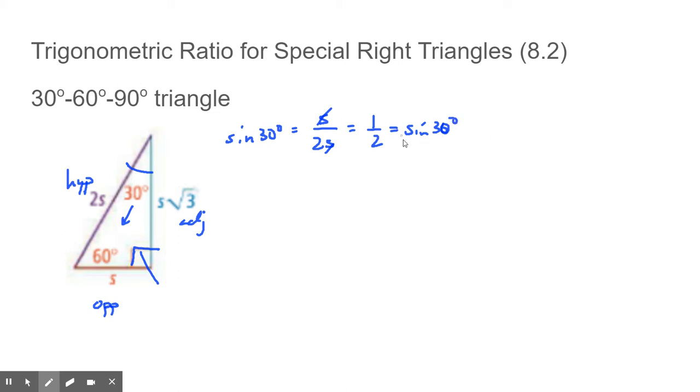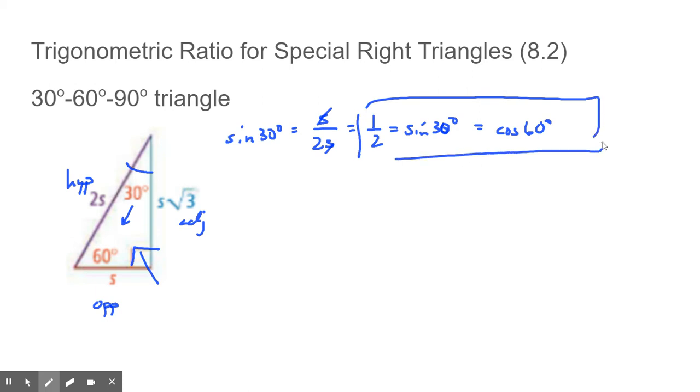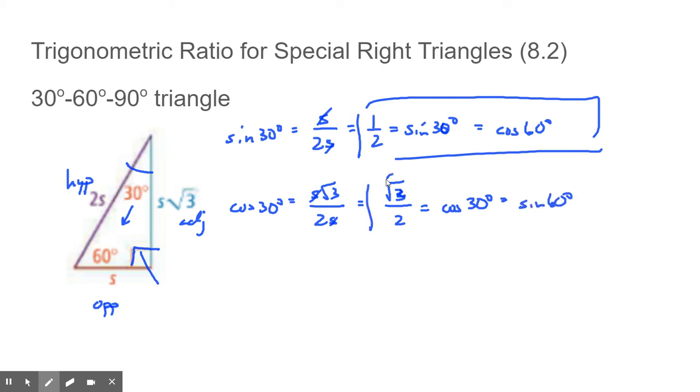Now, we should know that without doing anything, the sine of 30 is going to equal the cosine of 60 degrees. You should know that, right? That's from last lesson, we talked about complementary angles in a right triangle. We actually talked about it in the first video of 8.3. Okay. What about the cosine of 30 degrees? Well, the cosine is equal to adjacent over hypotenuse. Again, the S's will cancel, and that does not simplify. That's the square root of 3 over 2. And that is equal to the cosine of 30 degrees, which we should know is going to be equal to the sine of 60 degrees.